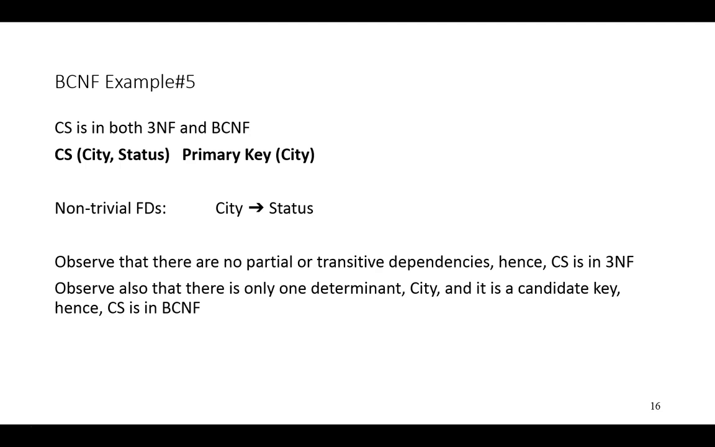CS again qualifies both as third normal form and as Boyce-Codd normal form. The attributes in CS consist of city and status.